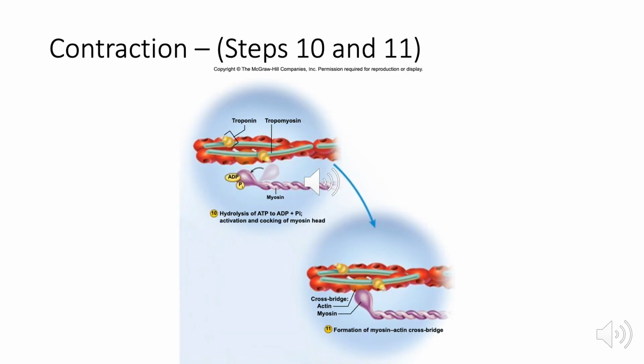The myosin head must have an ATP molecule bound to it to initiate contraction. In step 10, myosin ATPase, an enzyme in the head, hydrolyzes this ATP into ADP and phosphate. The energy released by this process activates the head, which cocks into an extended high energy position. The head temporarily keeps the ADP and phosphate bound to it. In step 11, the cocked myosin binds to an exposed active site on the thin filament, forming a cross bridge between the myosin and actin.